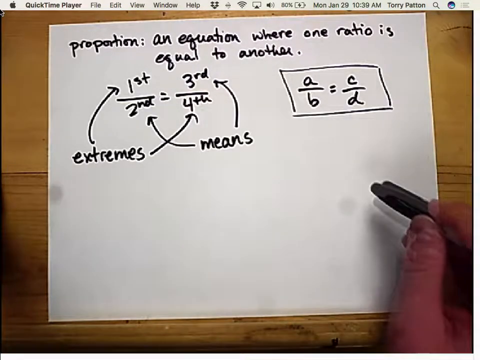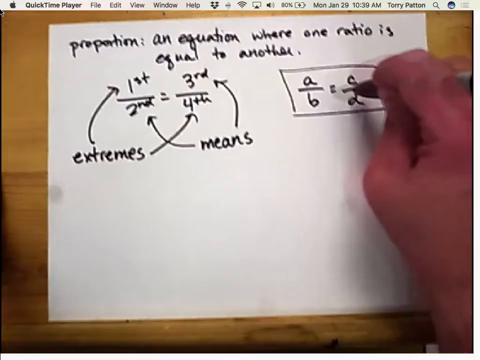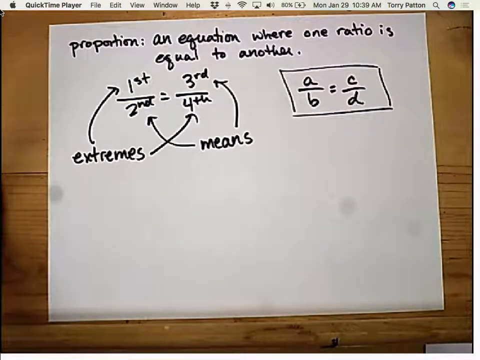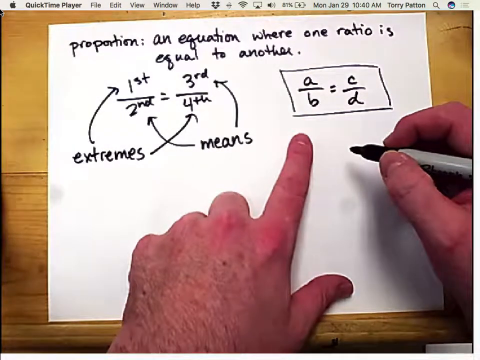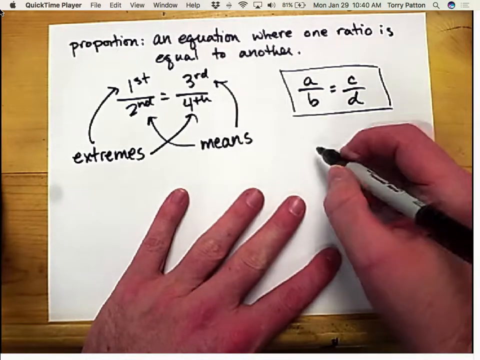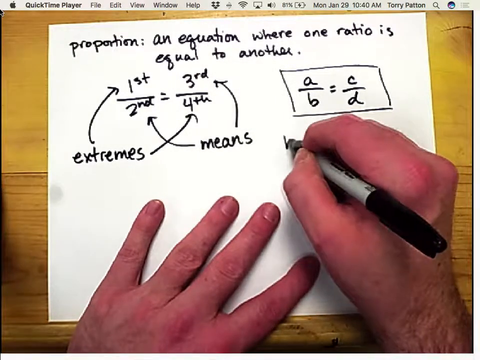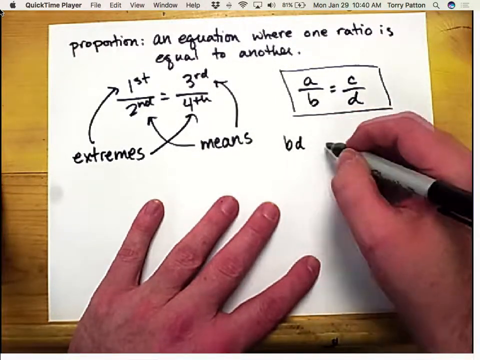So what's an easy way to get a common denominator between B and D? Let's say B was 2 and D was 6. Common denominator would be 12, right? It's not the lowest one, but it is one. You can always get a denominator by just multiplying them, right? So a common denominator for this would be B times D, right? So what I'm going to do is multiply both sides of the equation times B times D.